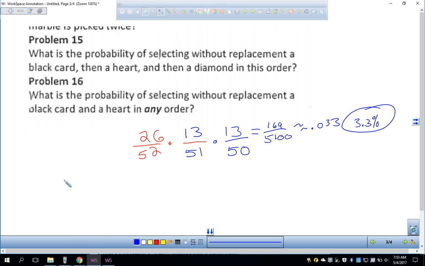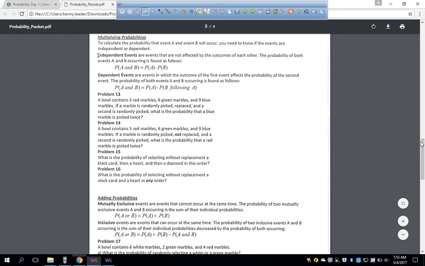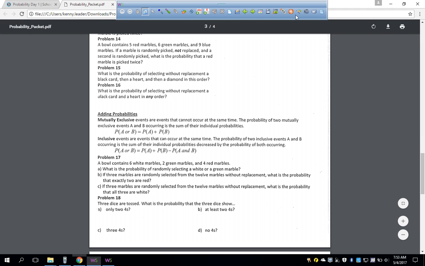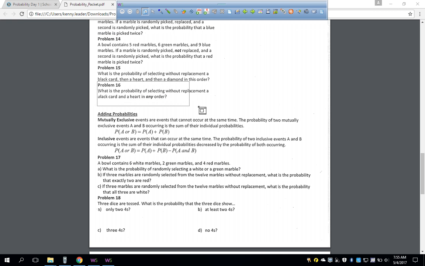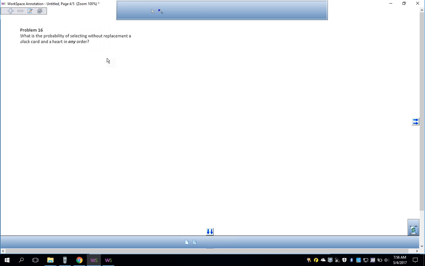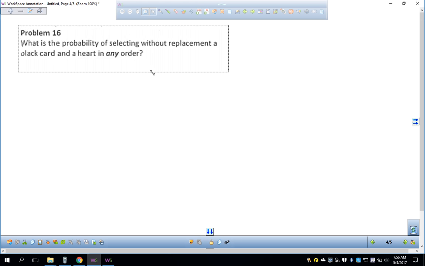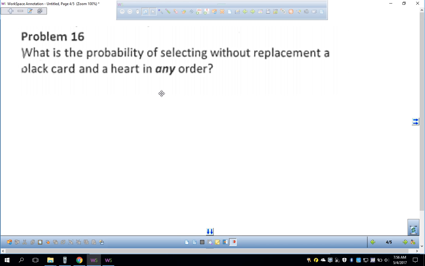What's next? What is the probability, without replacing, of a black card and a heart in any order? These card problems, I tell you, they get really confusing, and I have to think about them a little bit. But let's see if we can figure out this one. And then we'll talk about the next part, and we won't talk about expected value. Maybe at the end of the period I'll talk about expected value.